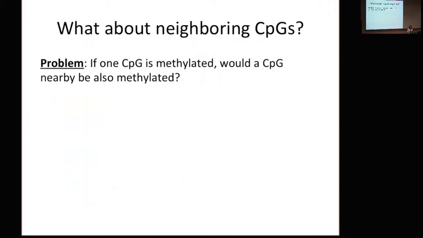Okay, so another interesting question. What about neighboring CpGs? If you have one CpG in the genome that you found is differentially methylated, is a CpG right next to it also maybe going to be methylated or not methylated if it's close in a genomic sense? Many people have thought about this question, and there are 2 approaches I would say that people take.